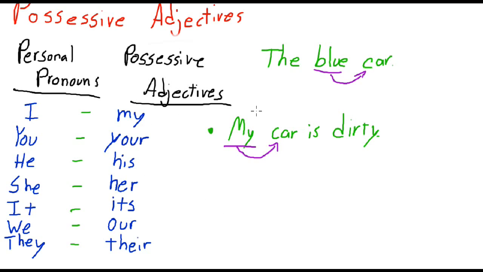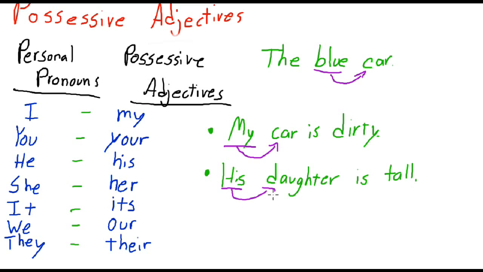My car is dirty. Let me give you another one. You can say his daughter is tall. Okay, his daughter is tall. So once again, his is describing the daughter, correct? And his, it's from he. So maybe in this case, we're talking about John. John's daughter is tall. Okay, just as an example.